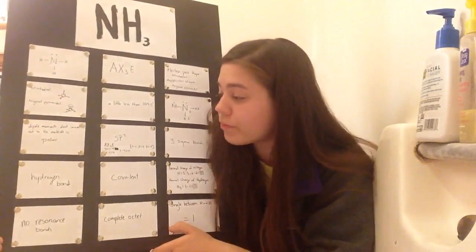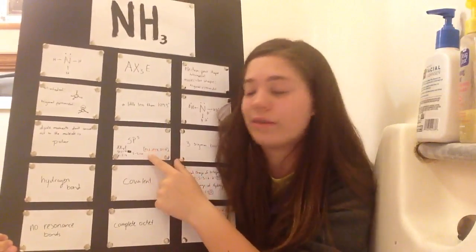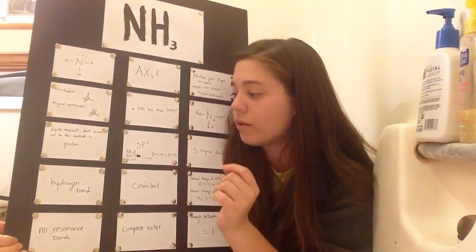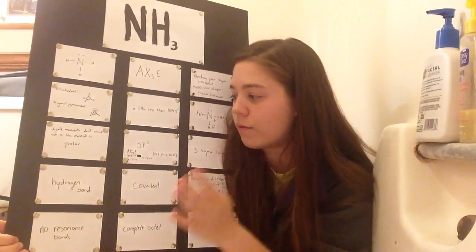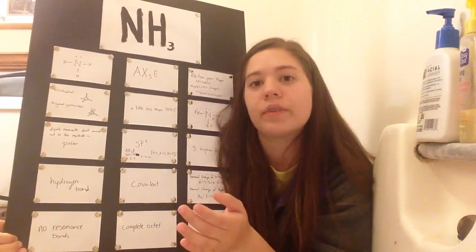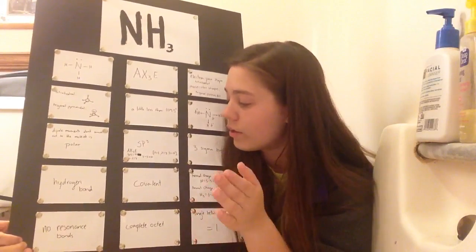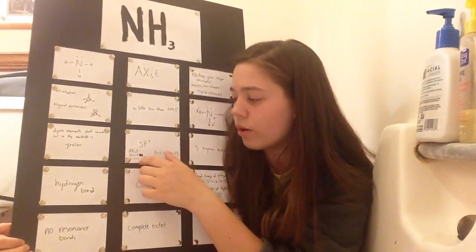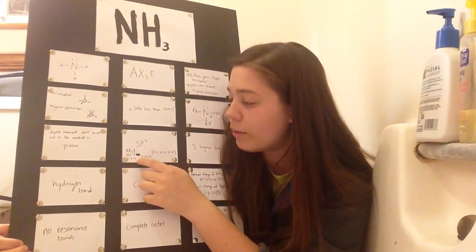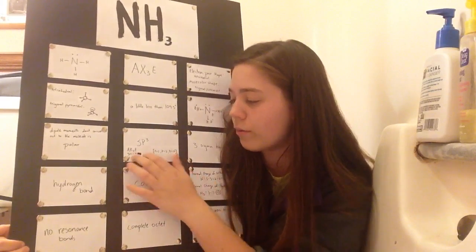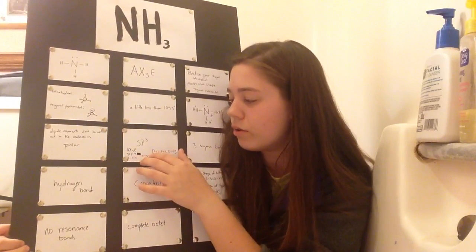Hybrid orbitals. This right there is the hybrid orbital. It is sp3. I got this because you add together the number of X's and the number of E's, so that's 4, and then you distribute that among S, P, and D. Since S only has 1, you subtract 1 from 4, so you get 3. And then P has 3, so you subtract the 3 from the 3 and you get 0.